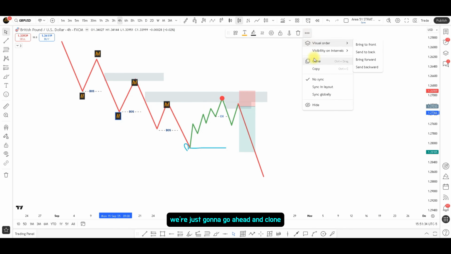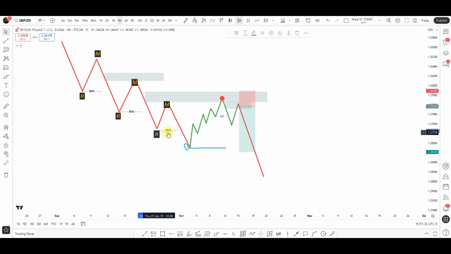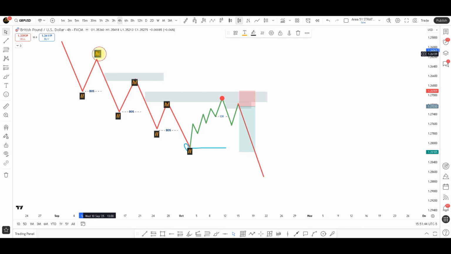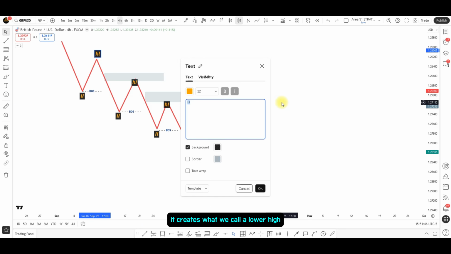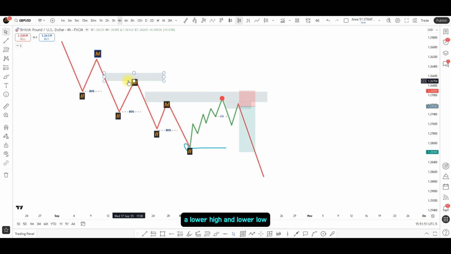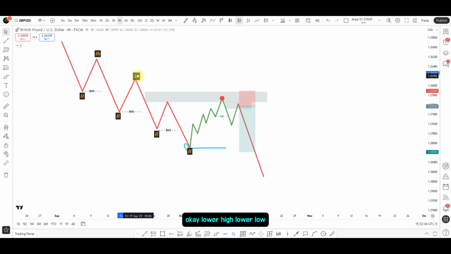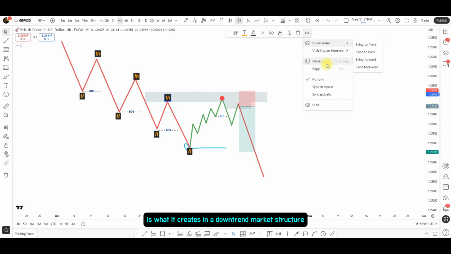We're just going to go ahead and clone this. So each time price is in a downtrend market structure, it creates what we call a lower high and a lower low. Okay, lower high, lower low. Lower high, lower low is what it creates in a downtrend market structure.